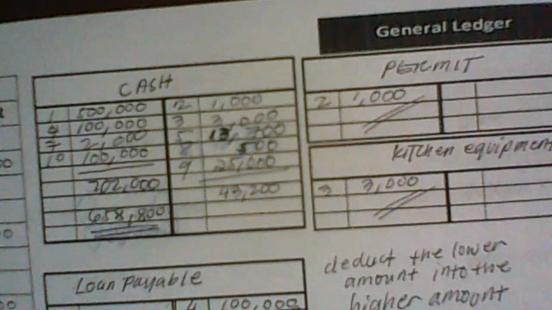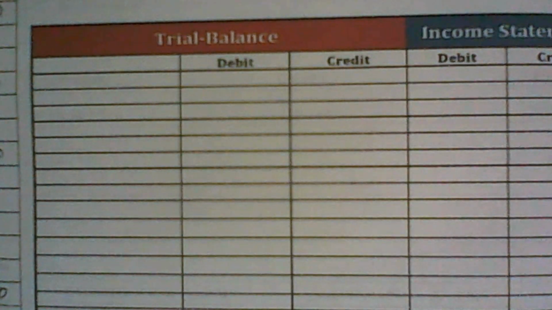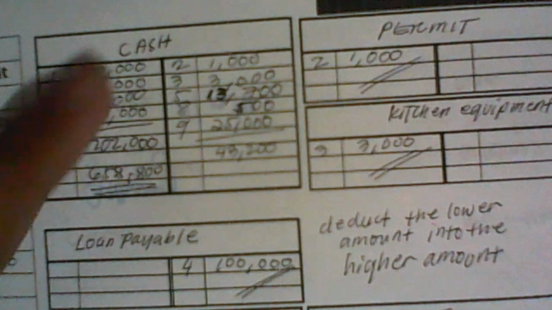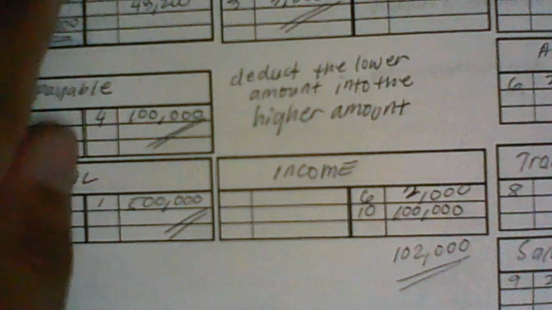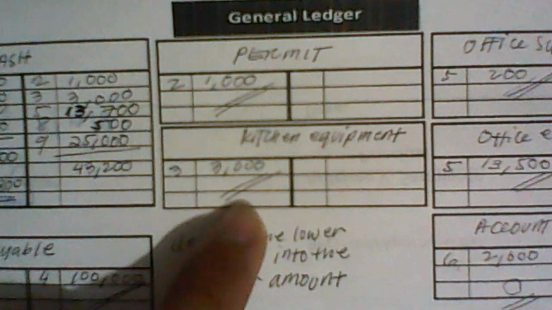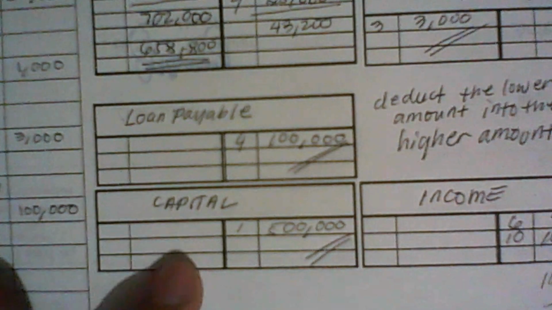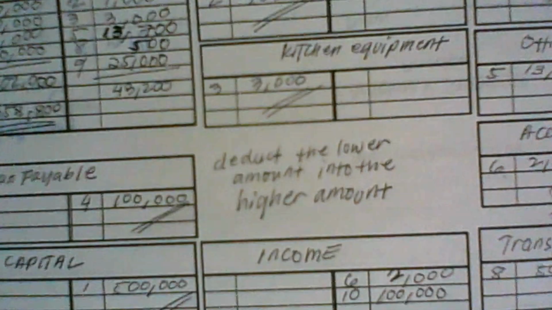We are done in the general ledger, so we should proceed now to the trial balance. What is the task being done in the trial balance? Simple. All the remaining balances from each account in the general ledger will be transferred here in the trial balance: cash, permits, kitchen equipment, office supplies, office equipment, accounts receivable, loan payable, capital, income, and all expenses.